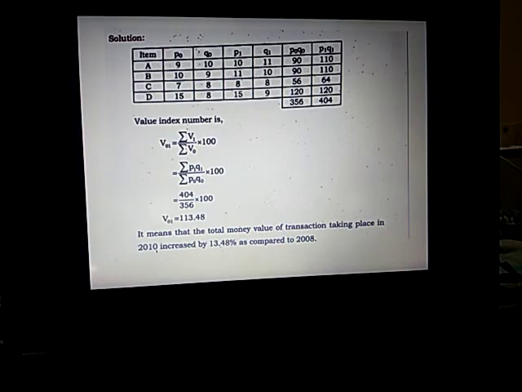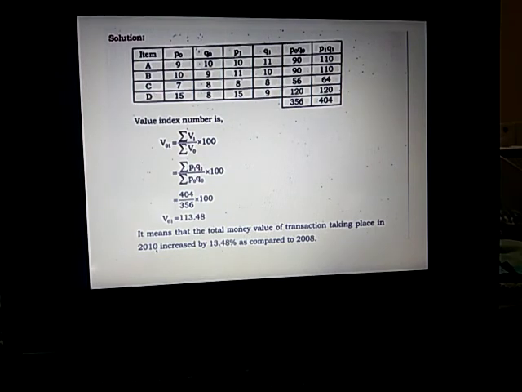We have to compute the value index number for the year 2010 on the basis of 2008 from the following data. The table is missing in the question here, but in the question it is only given the price and quantity of the base year 2008 and 2010 and the values.